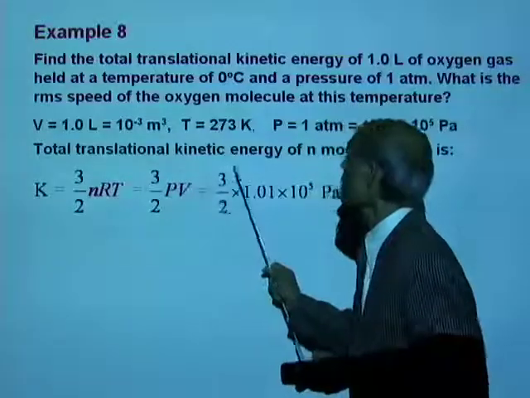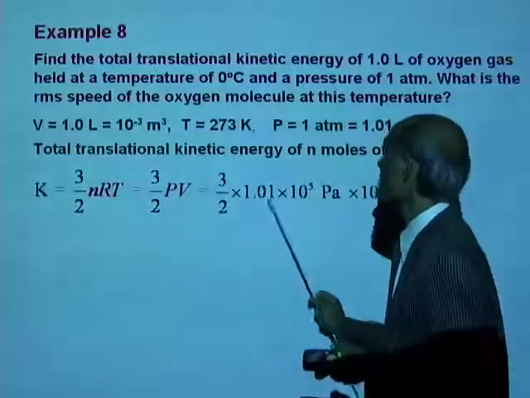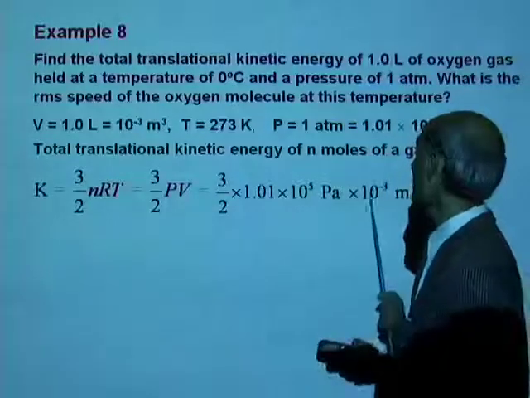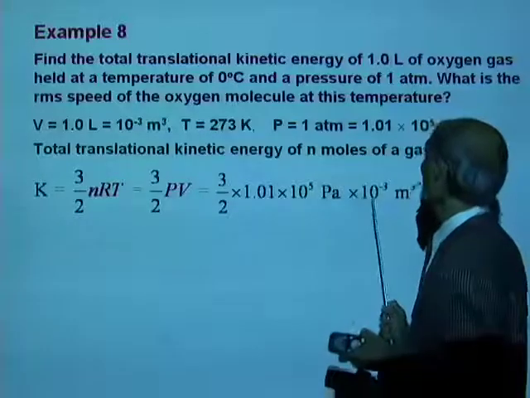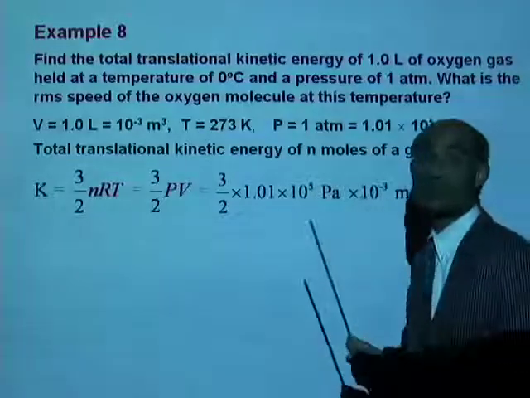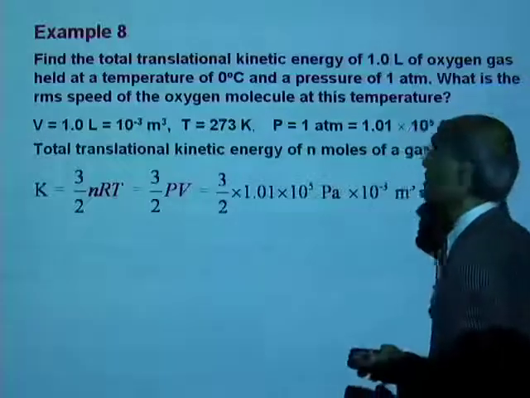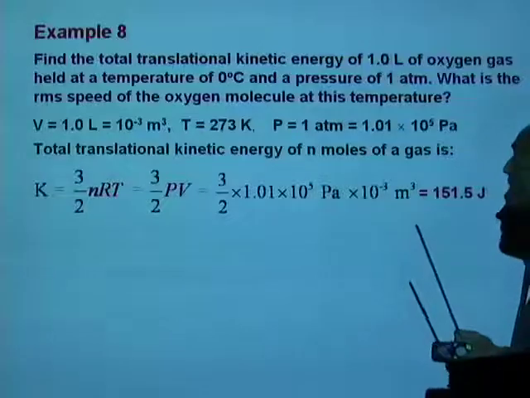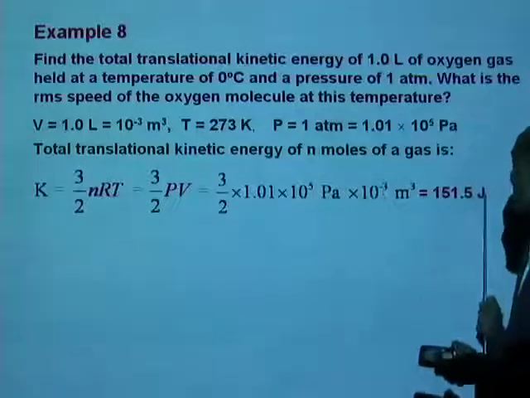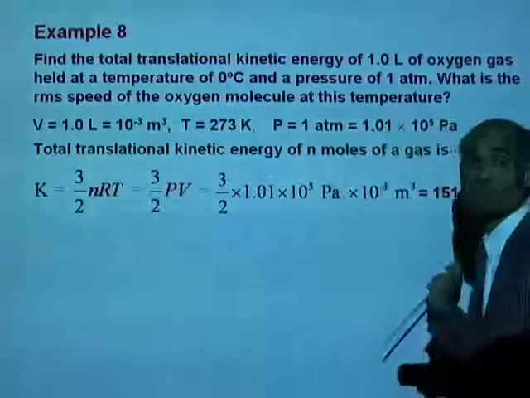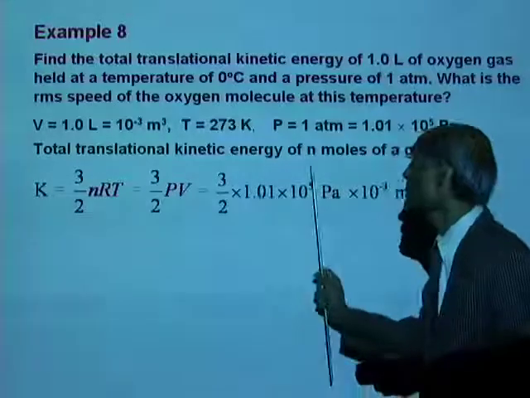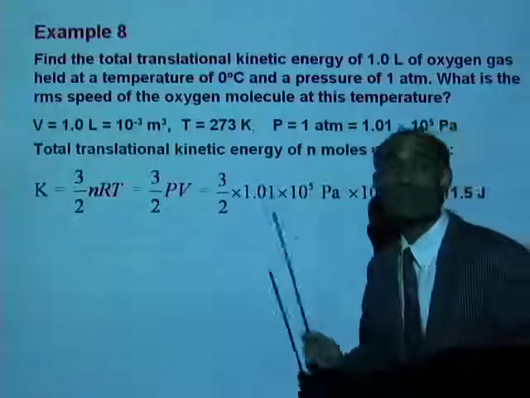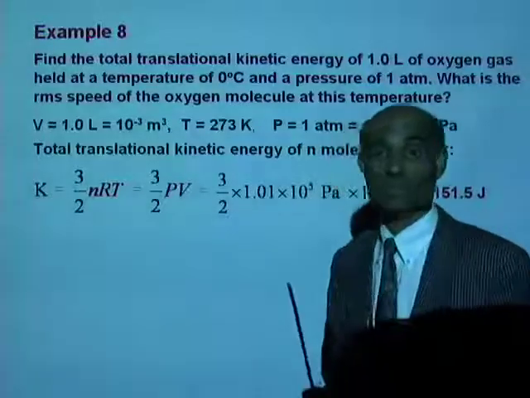Now, put in the values of P. P is 1 atmosphere, 1.01 times 10 to the 5 Pascal. And the volume is 10 to the -3 meter cube. That gives you K as 151.5 joules. You see, in order to get K in joules, you need to have the volume in meter cube and the pressure in Pascal. So you need to use the absolute unit.